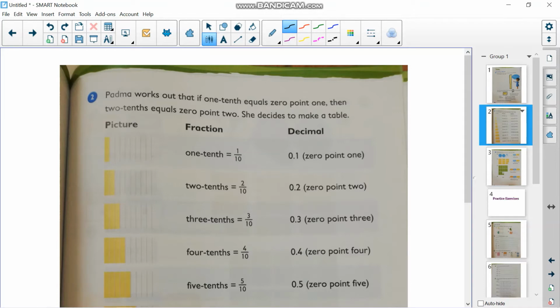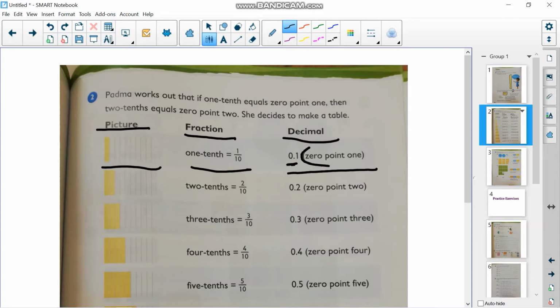Example 2. Padma works out that if 1/10 equals 0.1, then 2/10 equals 0.2. She decides to make a table. So here we have a table. The first column shows the picture. The second column shows the fraction. And the third column shows the decimal. As you can see, in the first picture, one part is shaded, so we call it 1/10. In decimal, we say 0.1. This is the numeric equivalent and this is the word equivalent.